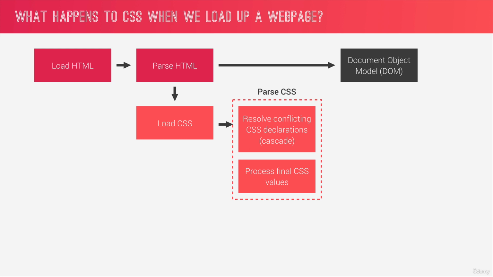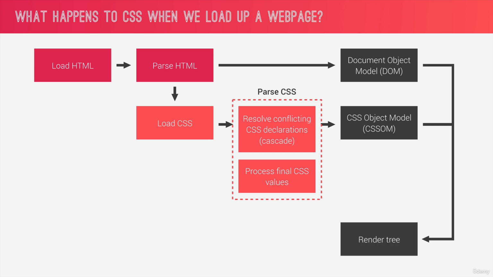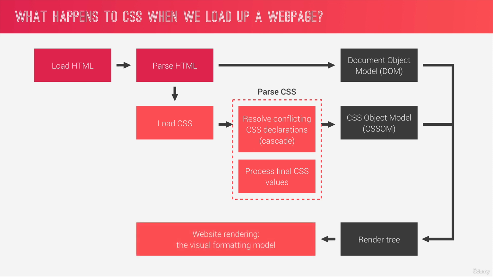Alright, now after all of this is done, the final CSS is also stored in a tree-like structure called the CSS object model, similar to the DOM. And now that we have the HTML as well as the CSS parsed and stored, these together form the so-called rendered tree. And with that, we finally have everything we need to render the page. Now, in order to actually render the page, the browser uses something called the visual formatting model. This algorithm calculates and uses a bunch of stuff that you already know about, like the box model, floats, and positioning.